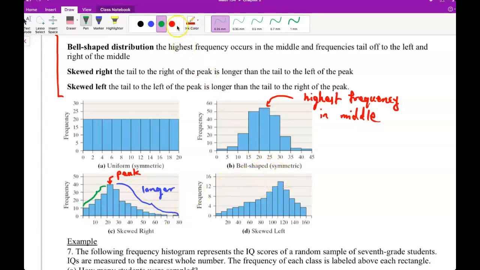And same thing here. Again, this is the highest frequency we have. And here is skewed left. The tail to the left is longer than what we have to the right. This part is longer than what we have here.